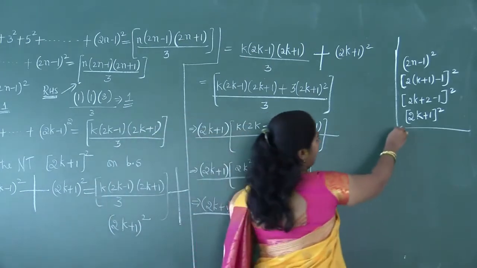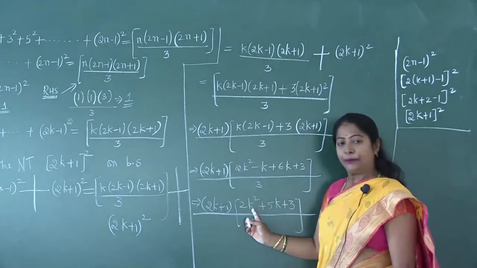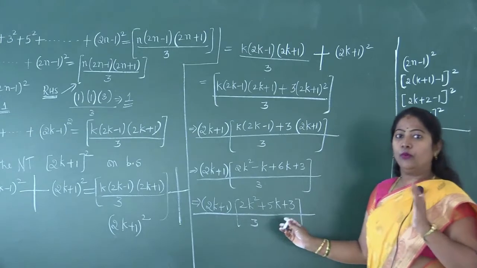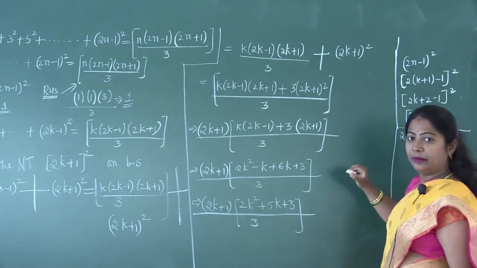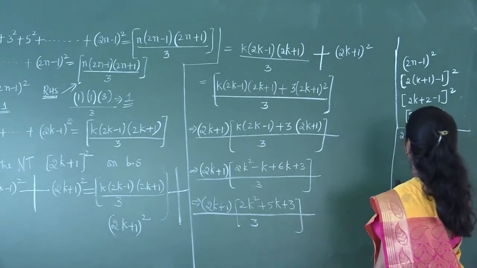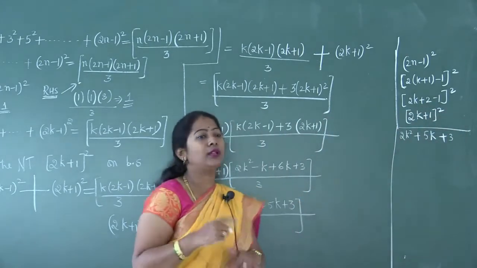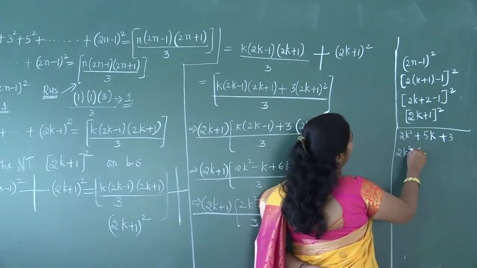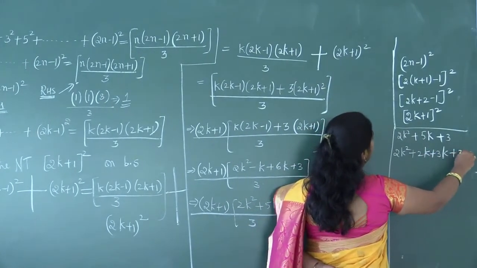Now come back to the working column part. This is the equation. After simplifying we need to factorize the numerator now. What is in the numerator? 2k square plus 5k plus 3. Factorizing the numerator, what are the factors here? 2k square plus 5k plus 3 is 2k square plus 2k plus 3k plus 3.